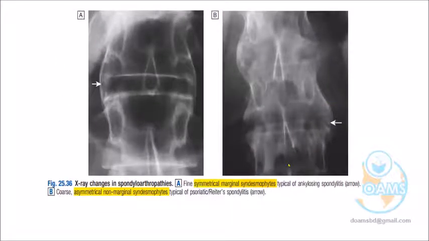Now come to other. This is not a quiz for you. Just look at osteoarthritis or syndesmophyte in the spondyloarthropathy. This is the differentiating point here. You see, these are the bridging from vertebral margin to margin. Bridging.